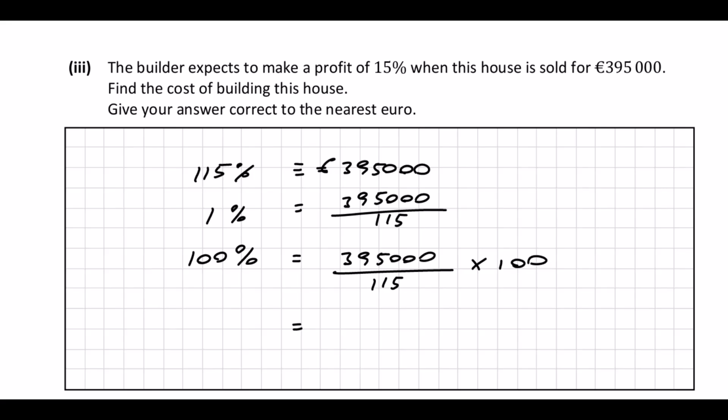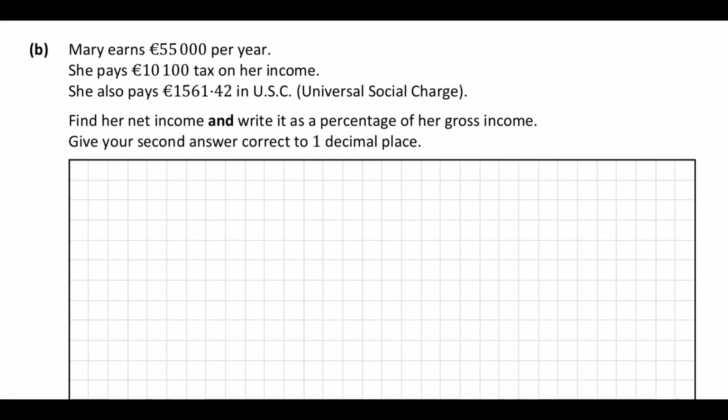So when you do all of that, you should get, let's see, the original cost of building the house would be 343,478 euros. Okay, so that's it for part 3. Let's have a look at part B.